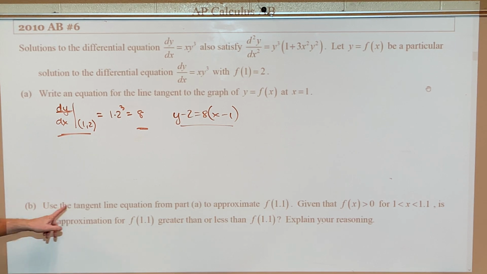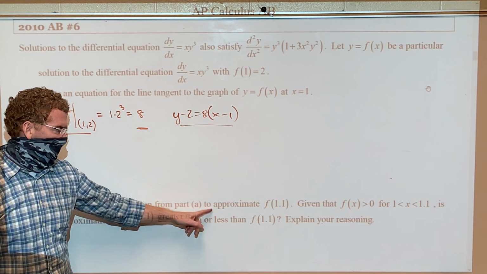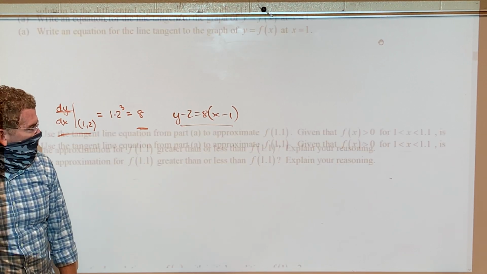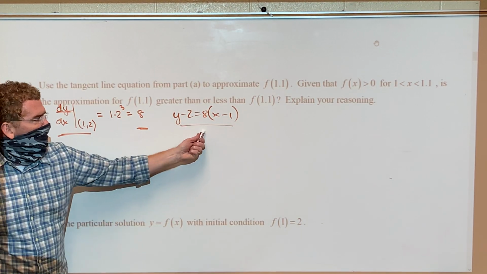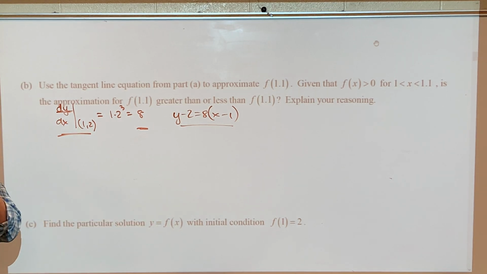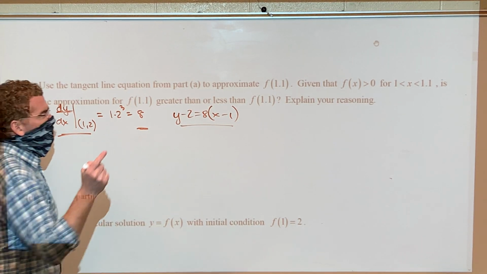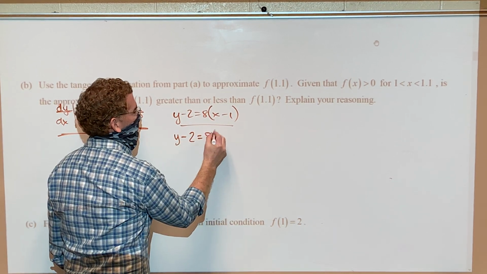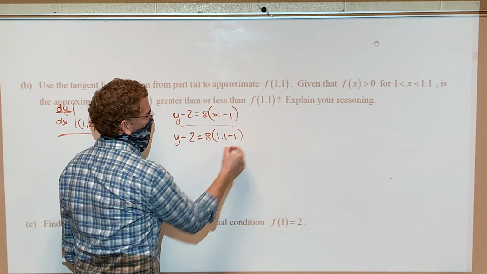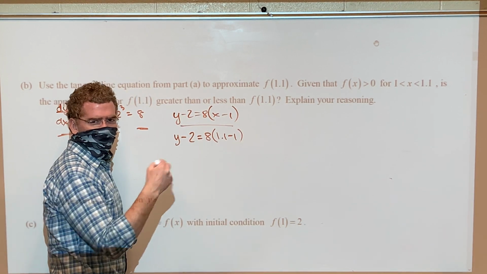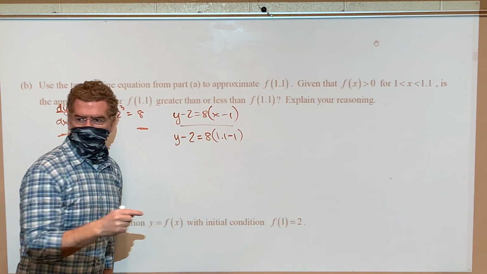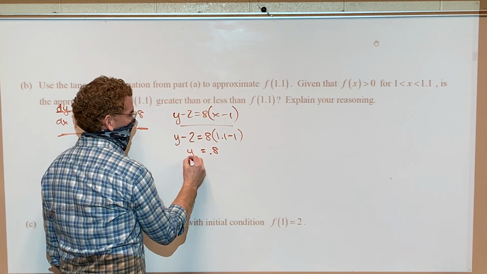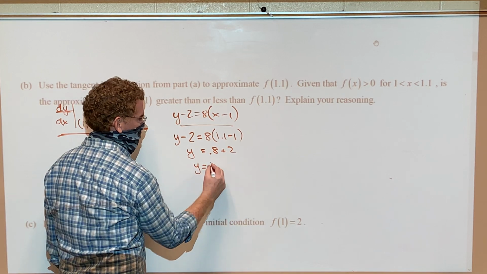Now it says, use the tangent line equation from this part A to approximate f of 1.1. All right, so I've got this equation. Can I approximate f of 1.1? Yes. So I'm going to plug a 1.1 in there. And I really like the next question, I think. I haven't looked at it in a year, but I'm pretty sure I know what I'm about to ask. 1.1 minus 1 is 0.1. 0.1 times 8 is 0.8. And then when I add that 2 over there, I get 2.8.